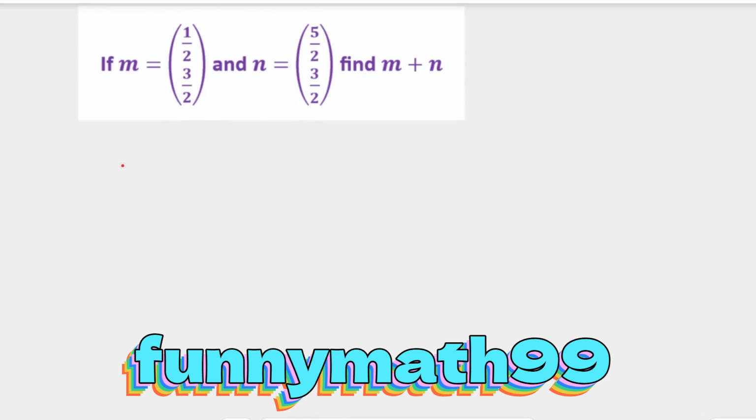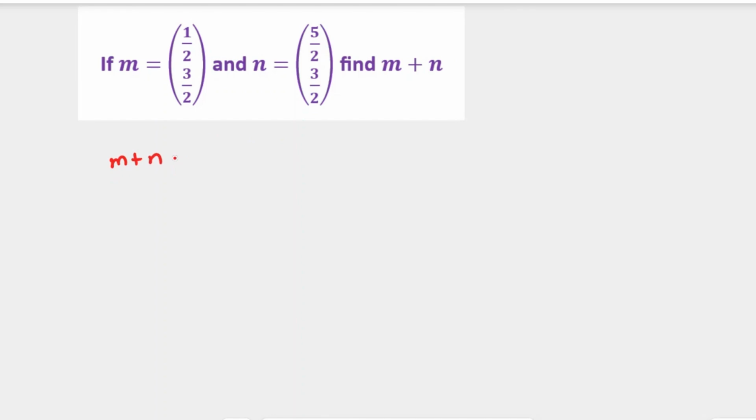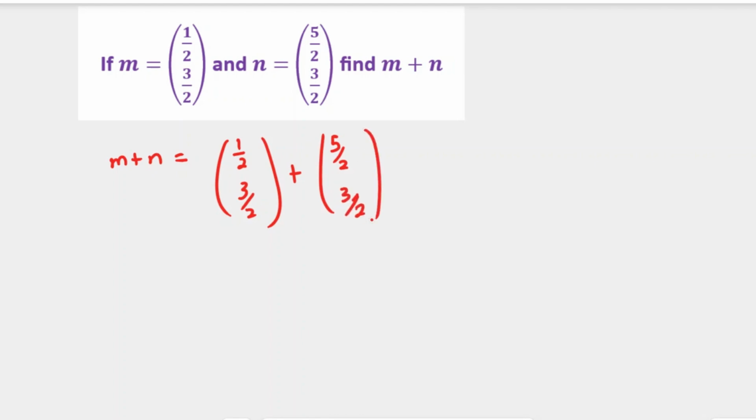We have m plus n, and we have to do substitutions. The vector m has components 1/2, 3/2. We come to the vector n, a very long one. So we have 5/2 and 3/2. So these are the vectors. How do we add them? Because this time we have fractions. The idea is going to be the same. And what's the idea? We are going to add or subtract corresponding components. That is what you have to know.